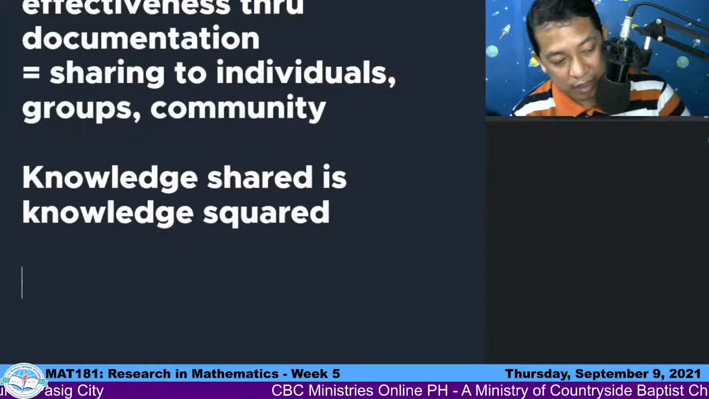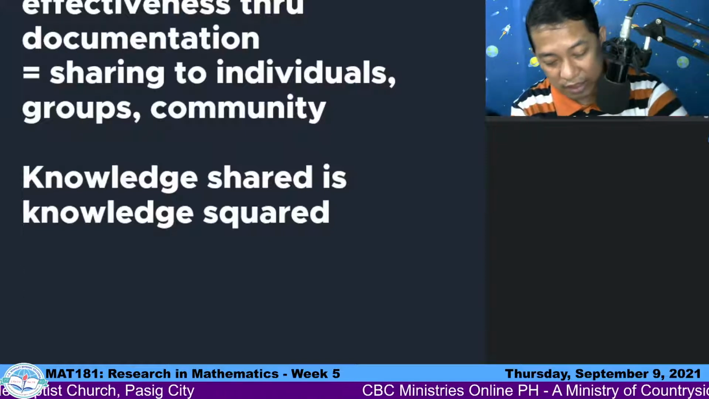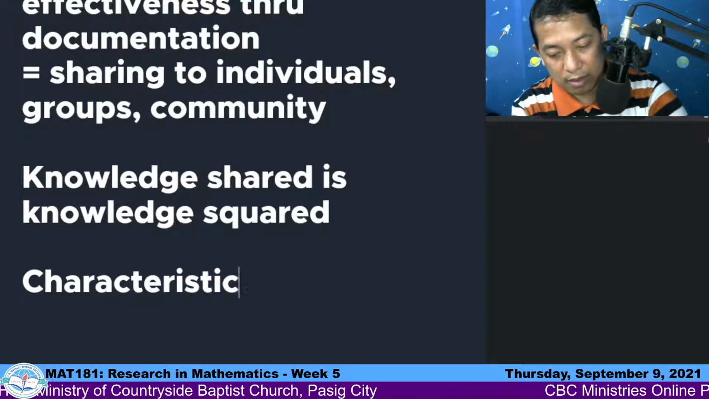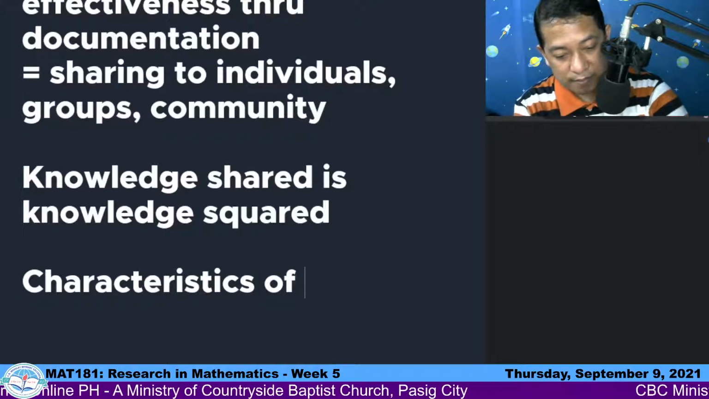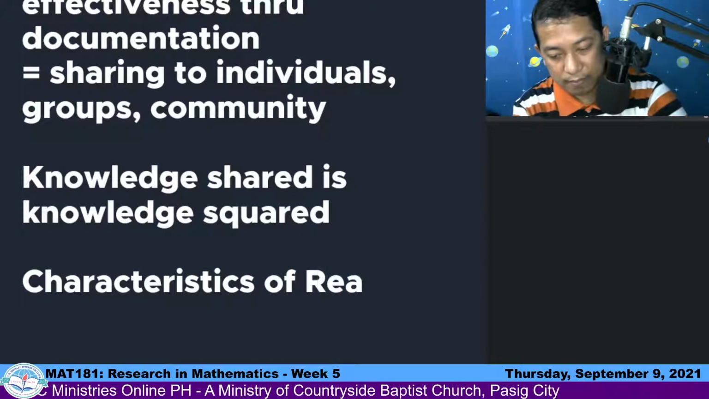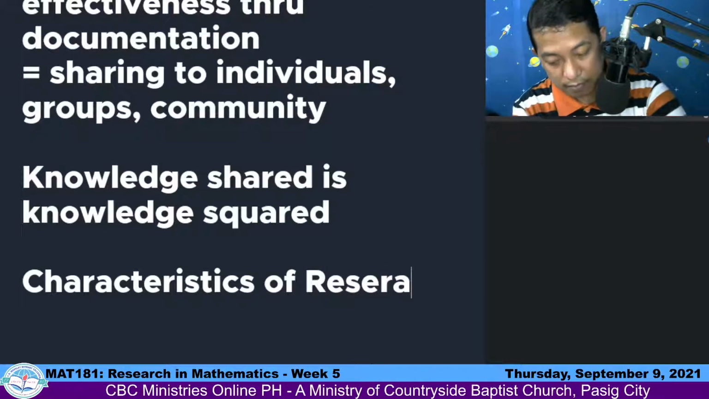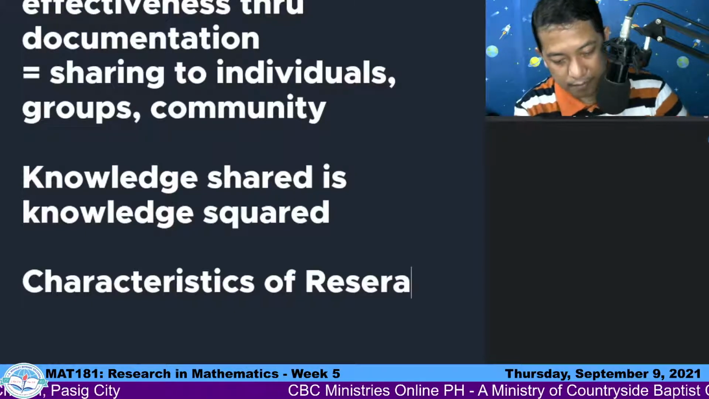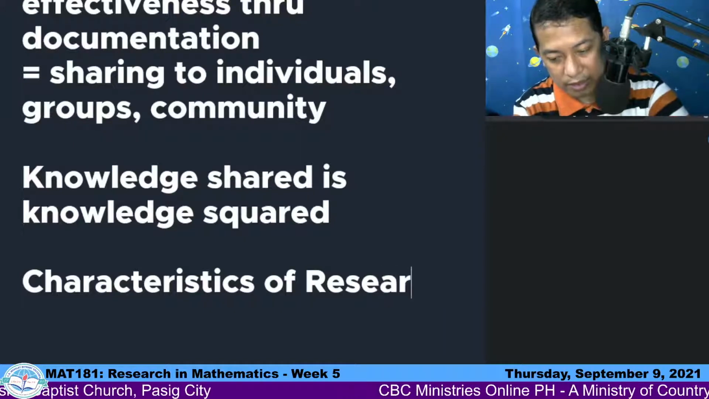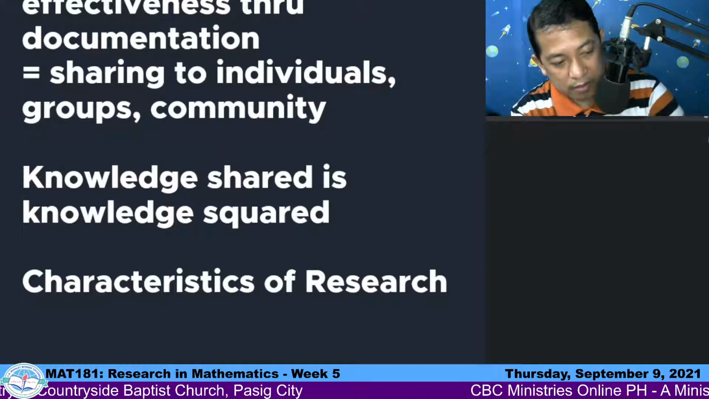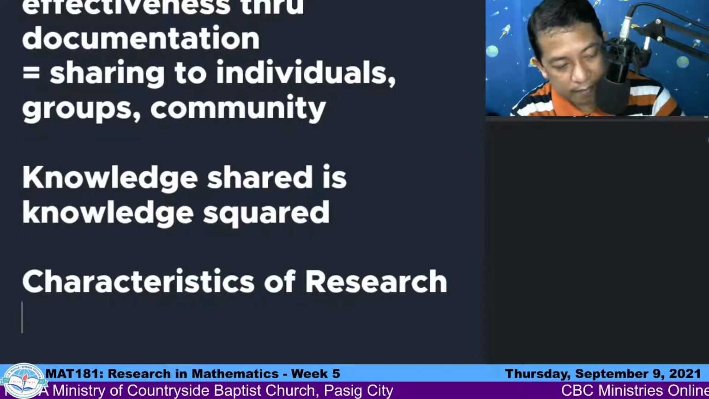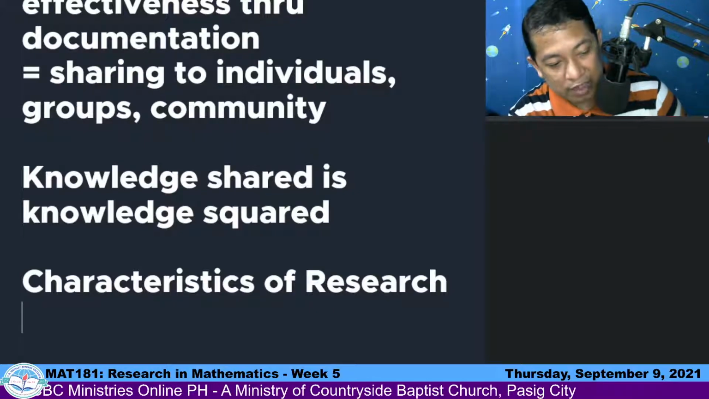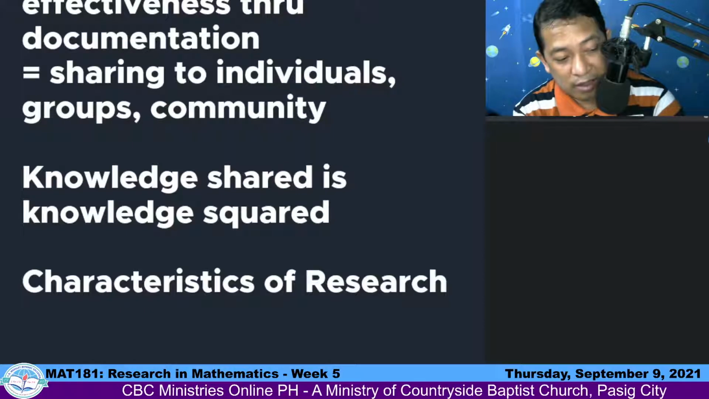Some of the modules are details. Next to this are the characteristics of research. Yan, characteristics of research. So, okay, to qualify as research, the process must have certain characteristics. Alright? So, it must be controlled.